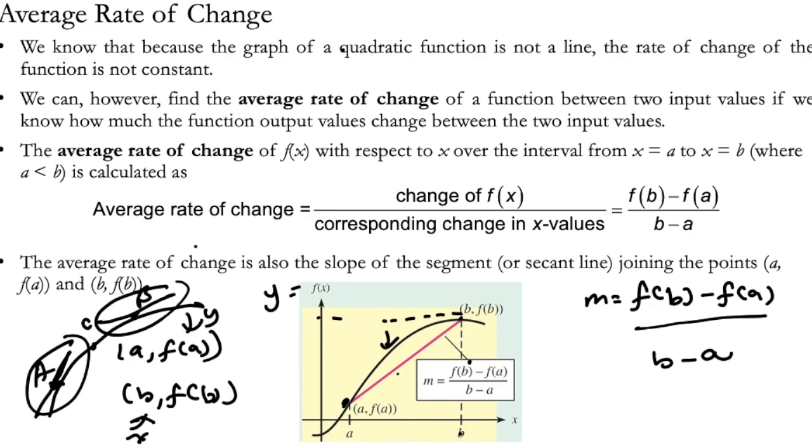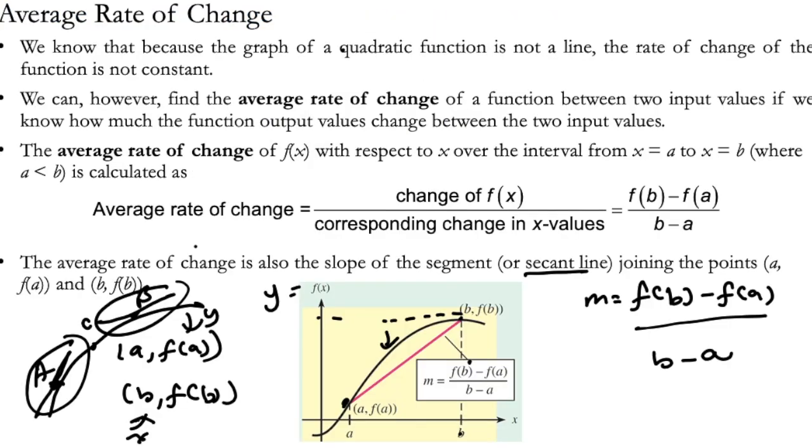And the red line here, because it connects the 2 points along the original curvy curve, which is the black one, this line is also known as the secant line. Okay, secant line. Okay, now let's look at an example here.